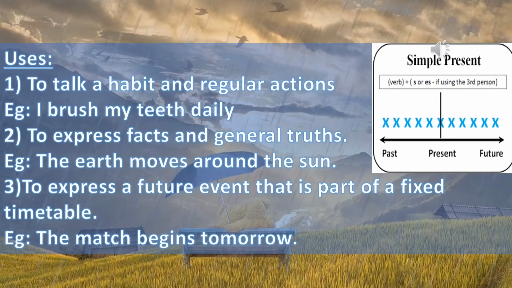Now let us see the uses and the timeline for simple present tense. Generally, simple present tense is used to talk about habits and regular actions, like I brush my teeth daily, to express facts and general truths, like the earth moves around the sun, and finally to express a future event that is part of a fixed timetable. Here what we have to remember is that it should be part of a fixed timetable. It should not be a guess. It should be fixed, like the match begins tomorrow. And you can see here in the right corner the timeline for simple present tense.